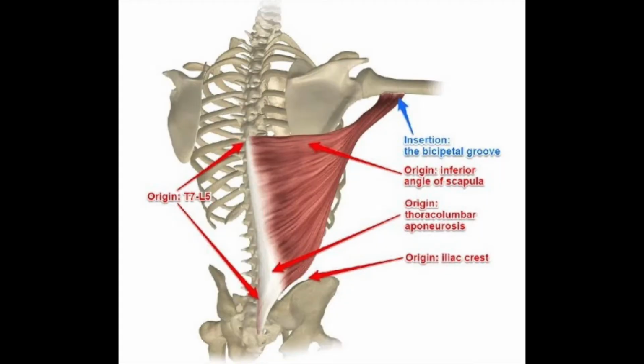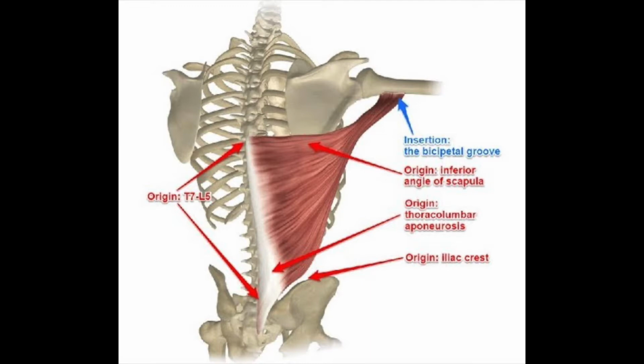The lats are a large flat muscle on the back that span the lumbar and lower thoracic regions. The origin is located on the spinous process of vertebrae T7 to L5, thoracolumbar fascia, iliac crest, and inferior 3 or 4 ribs. The insertion point is at the medial lip of the intertubercular groove of the humerus.